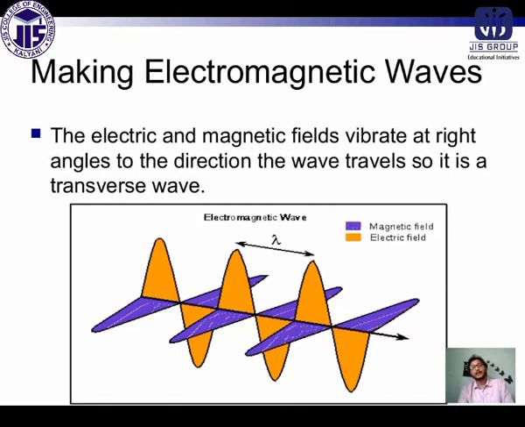The electric and magnetic fields vibrate at right angles to the direction the wave travels, so it is a transverse wave. This is one of the properties of electromagnetic waves: they are transverse waves. It means that in the direction it is propagating, the electric field and the magnetic field will always be perpendicular to each other, and this is one important property of electromagnetic waves.